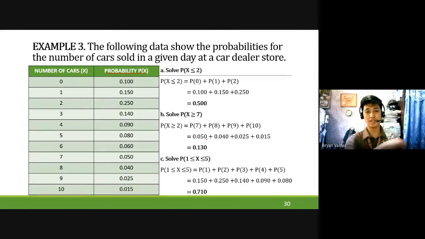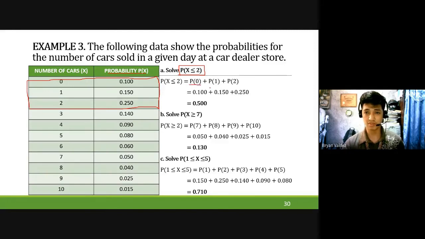Okay, in this lesson, we are going to compute or solve for the probability. Pag may ganito, solve P of X is less than or equal to 2, we need to interpret first this. So, paano natin siya i-interpret? Sabi, variable X or the number of cars is less than or equal to 2. Mag-start tayo sa 2, and then less than 2, what are the number of cars less than 2? That's 1 and 0. So, i-take natin yung probability ng 0, 1, and 2.